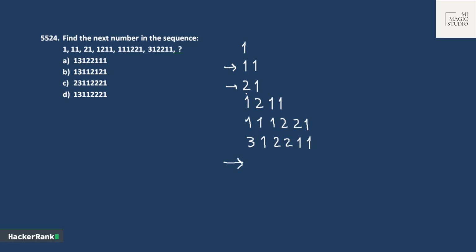Now read this. We have got 1, 2. For this 2 we have written, we have got 1 times 2 and then 1 times 1. Now when we are reading this, we have got 1 times 1, then 1 times 2 and then 2 times 1. So if I read the last line, it should be 1 times 3, then 1 times 1, 2 times 2 and then 2 times 1. It should be 1 3 1 1 2 2 2 1. 1 3 1 1 2 2 2 1 is given in option D.